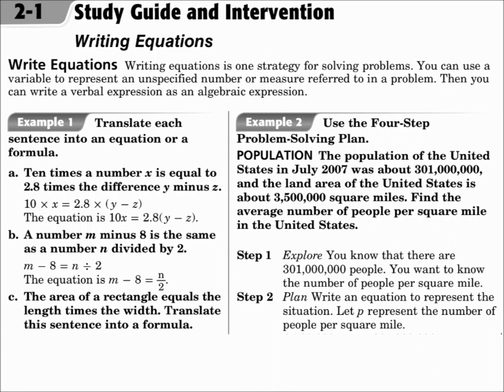This is lesson 2.1, Writing Equations. Your objectives are to translate sentences into equations and to translate equations into sentences. Writing equations is one strategy for solving problems. You can use a variable to represent an unspecified number or measure referred to in a problem. Then you can write a verbal expression as an algebraic expression.